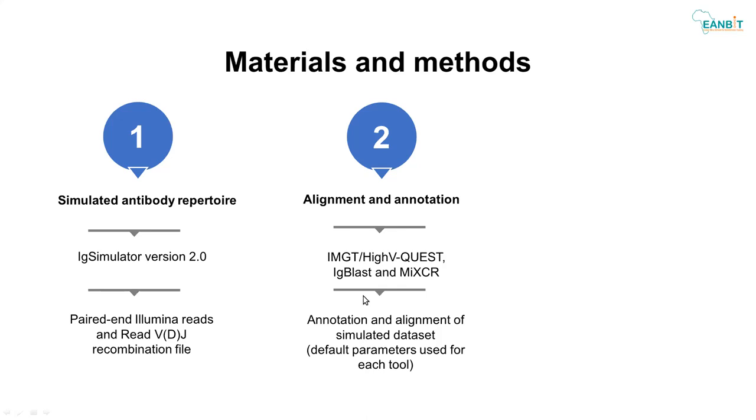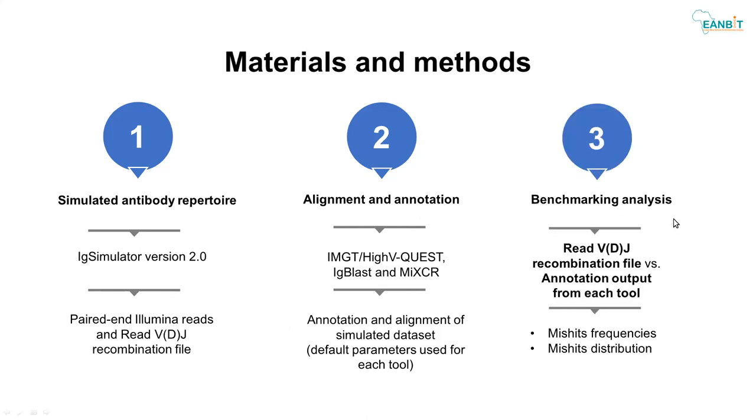The next step for this objective was to do an alignment and annotation. Here we selected three tools, IMGT HighV-QUEST, IgBLAST, and MiXCR. These are the commonly used annotation tools. When doing the annotation and alignment of these simulated data, we used default parameters so that we can be fair to all these tools before we benchmark. The third step is the benchmarking analysis, where the read VDJ recombination file represents the true picture of how each antibody represents the VDJ genes present. We compare this with the annotation outputs from step two, based on missed frequencies as well as missed distribution.